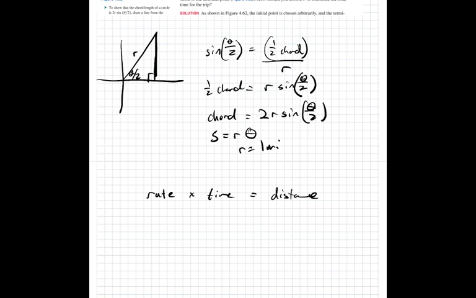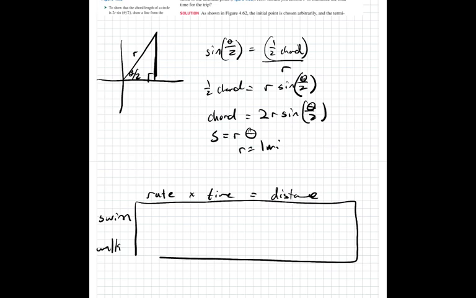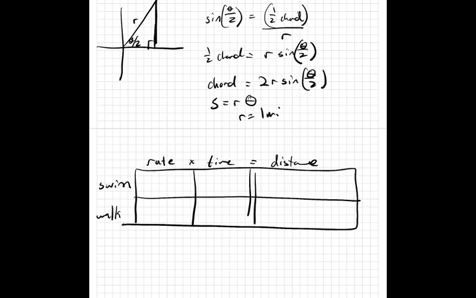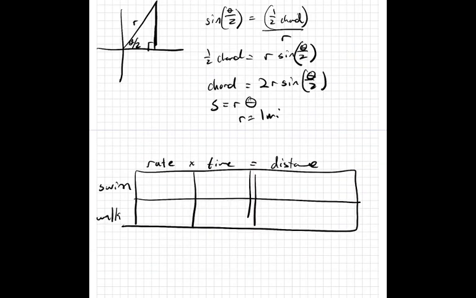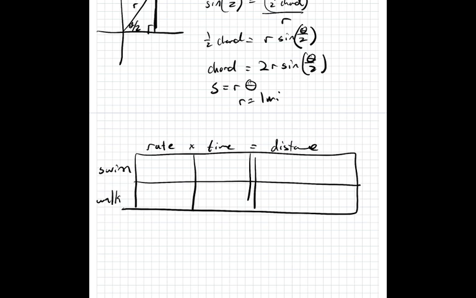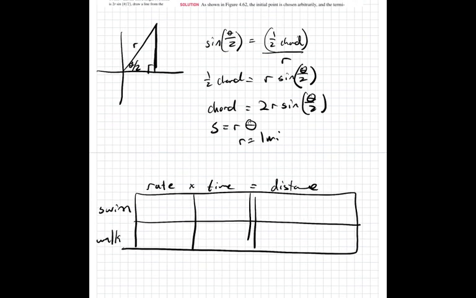Okay. We have two parts. We have the part where he's swimming, and then we have the part where he's walking. All right. So we want to look at the table created by these scenarios. We want to minimize the time. Let me see if I can get it to fit.